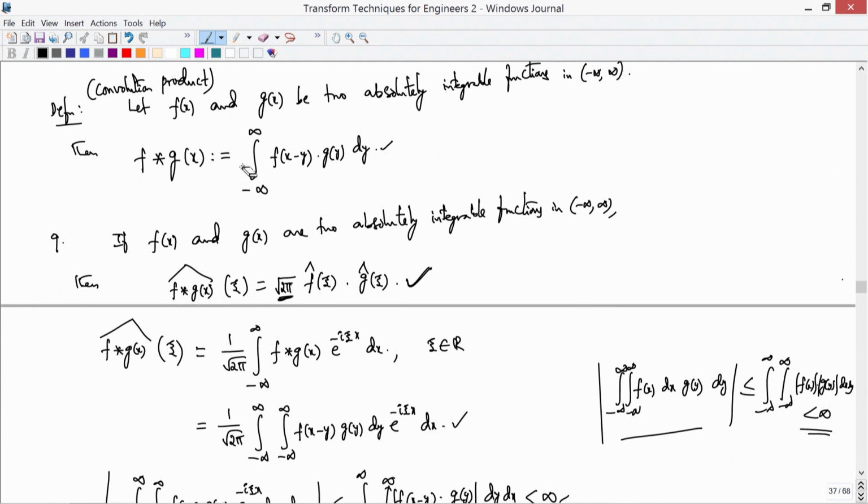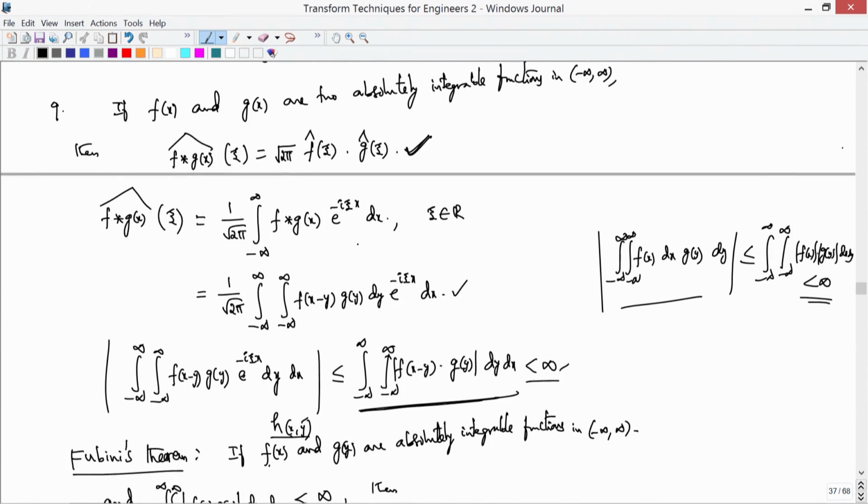So, let us not define that. Let me stick to what I mean. You do not multiply anything, simply take the product of the two functions, one with x minus y, the other one is g of y. You integrate it, that is the convolution product, and then what you get is this result. So, the Fourier transform of the convolution is with some constant root 2 pi times the product of the Fourier transforms of f and g.